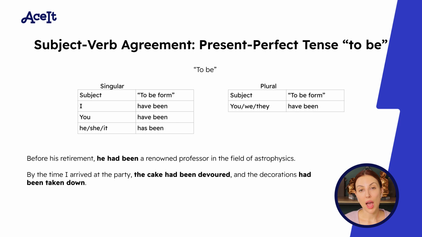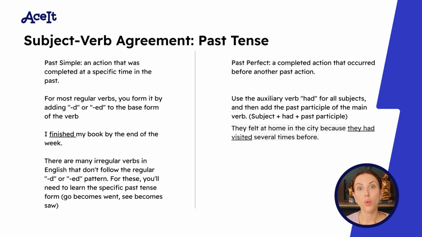So it would be I have been, you have been, he, she, it has been, or you, we, they have been. Let's quickly review past tense. Past simple tense, an action that was completed at a specific time in the past. Take your root or base form of the verb, add a D or an ED. There are some exceptions to this rule, including go becoming went, see becoming saw, but you just kind of have to memorize those exceptions for test day.